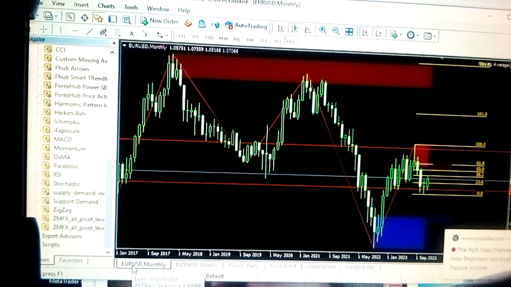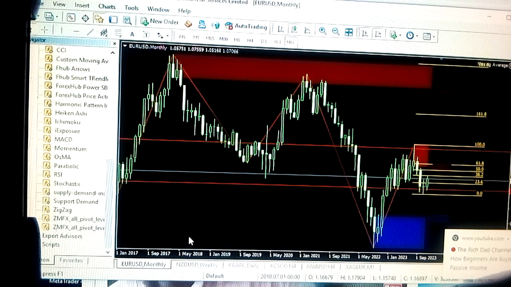Okay, let's head to Euro USD. In Euro USD also we need to identify first of all where the trades are in terms of monthly. First of all, in terms of monthly, we do have this supply and demand here, top, down, top and bottom.